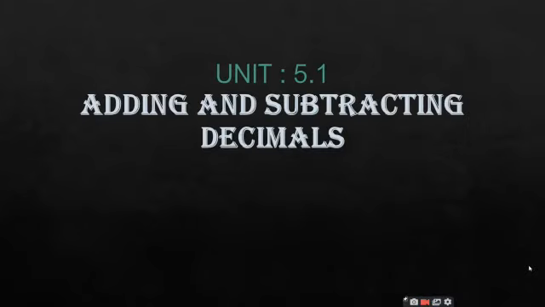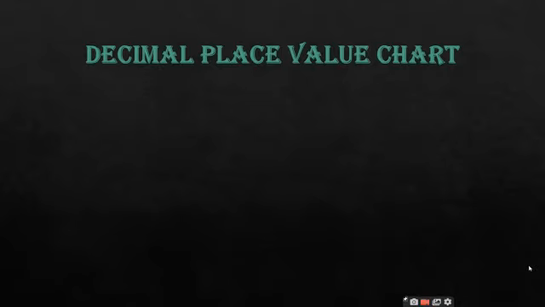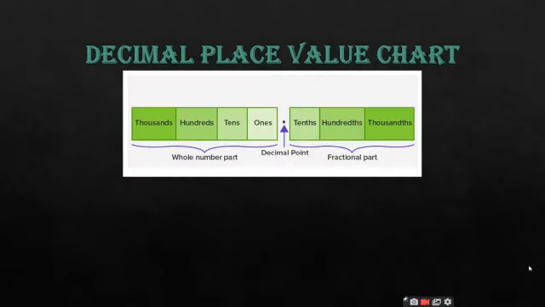Today we are going to start unit 5.1, which is adding and subtracting decimals. First of all, in this video we are going to learn the decimal place value chart. This is a decimal place value chart in which we have two parts. The first one is the whole number part and the second one is the fractional part, which is after the decimal point.